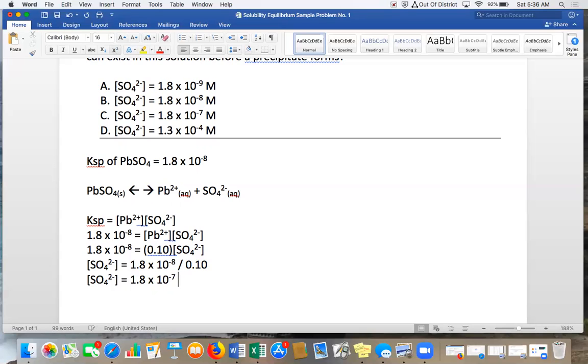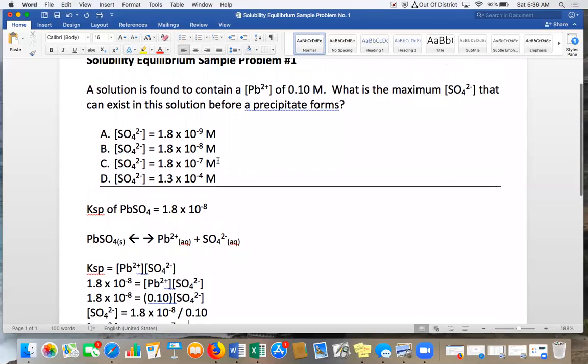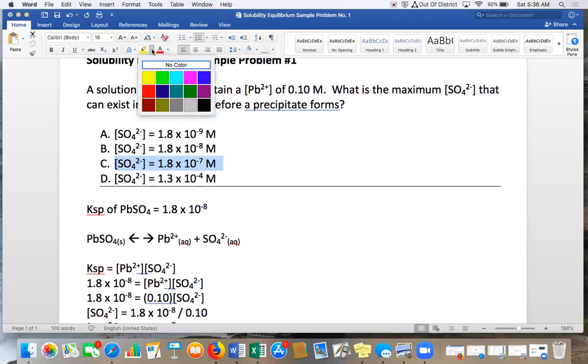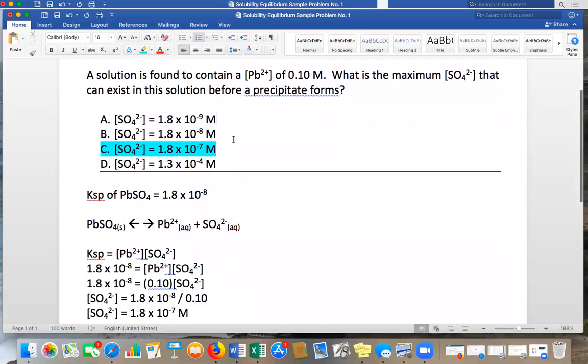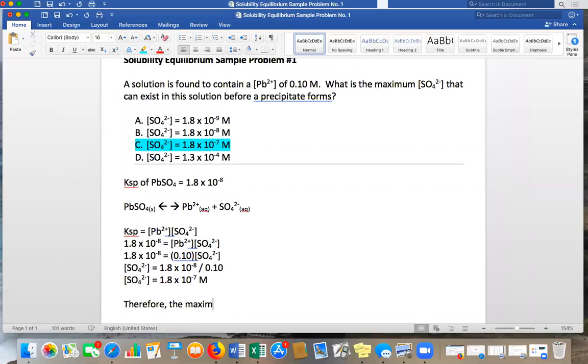And the units are moles per liter. So that corresponds to answer C, which is the correct answer for this problem. So that is your answer there. Okay, so I'm going to just write a complete sentence to finish this off. So therefore, the maximum concentration of sulfate that can exist in the solution before a precipitate forms is 1.8 times 10 to the negative 7 moles per liter.